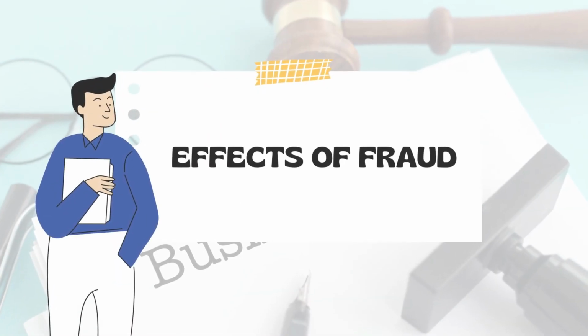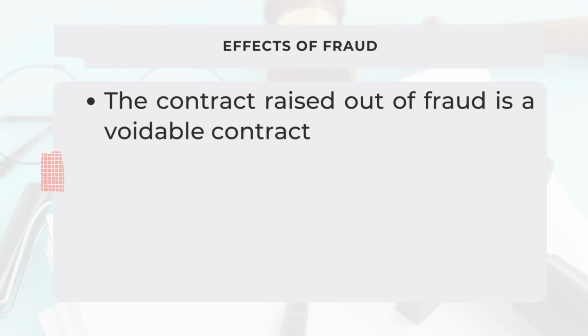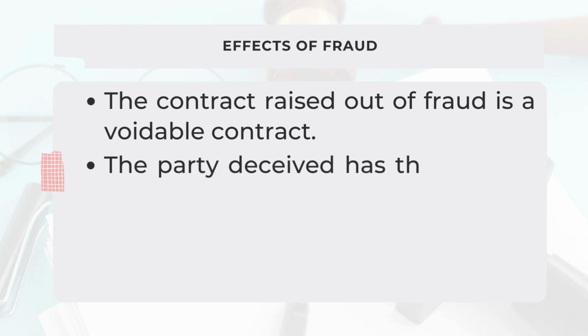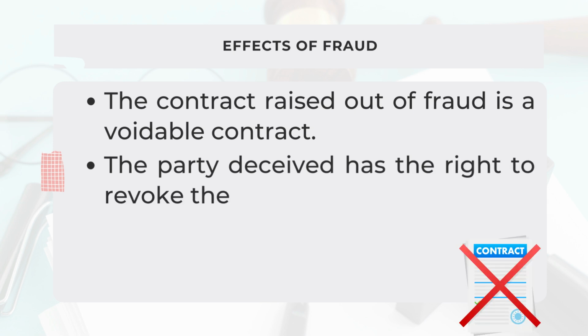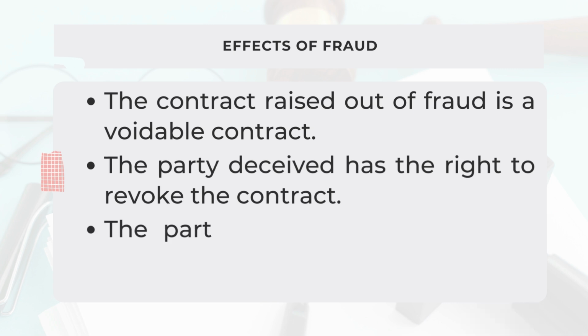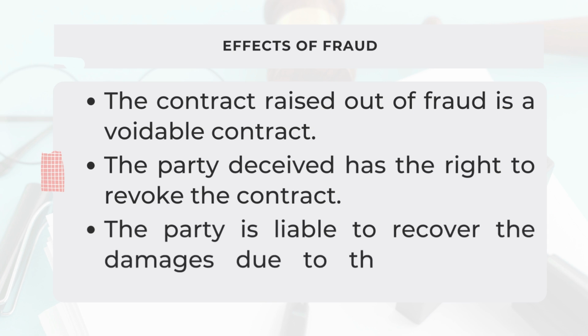What are the effects of fraud? The contract arising out of fraud is a voidable contract. You have to speak against that contract. It is in the hands of the aggrieved party to either go ahead with the contract or cancel it. The party deceived has a right to revoke the contract. Revoke means cancellation of the contract, declining the contract. Third, the party is liable to cover the damages due to the fraudulent contract. So they can claim compensation, the damages from the defendant.